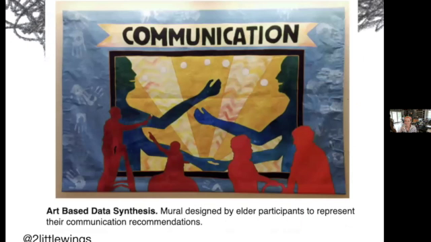And we synthesized all of it into a mural, which hangs in one of the assisted living buildings. And this was how they recommended that communication should happen. So it incorporates gesture, eye contact, warmth. And if you look closely within the mural, you actually see the older people telling the younger people how to do it. And that was one of the main findings.